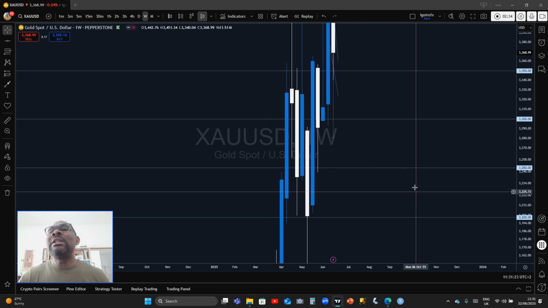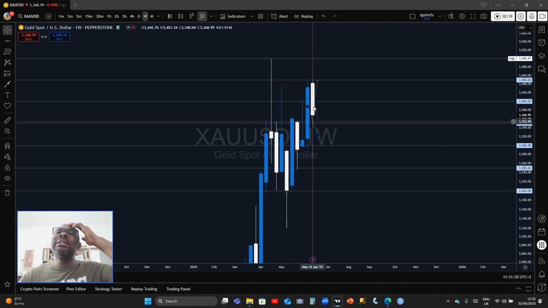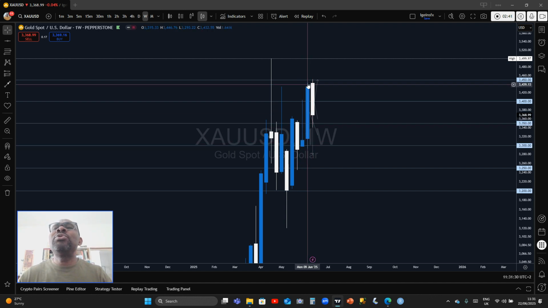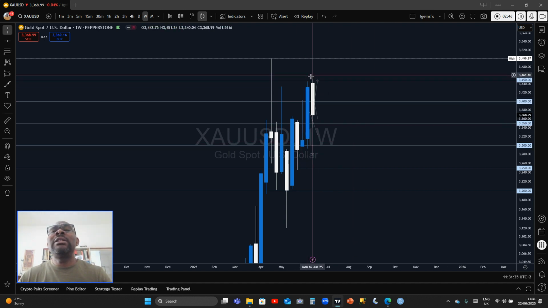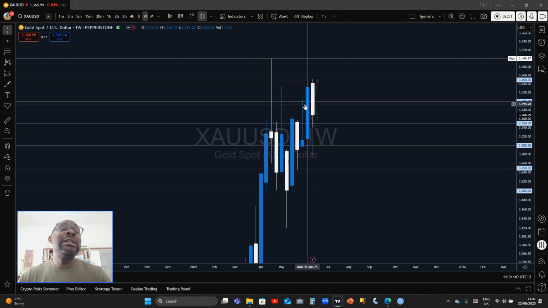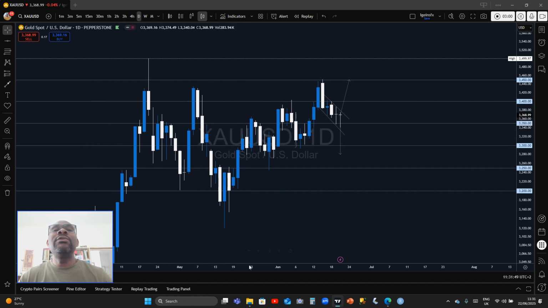We know that it's been pushing to the upside. But you can see that after this push to the upside, it tested 34.50. Now there's a rejection, and it's coming down. So the current trend right now is bearish. When we scale down to the daily, even though we've been bullish, you see a sign of bearishness right here.